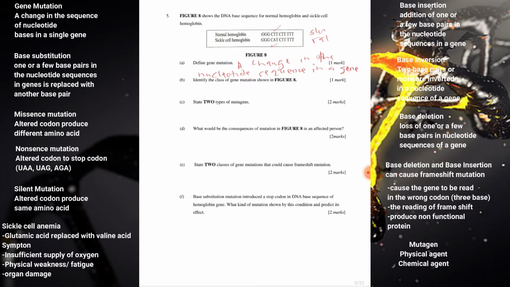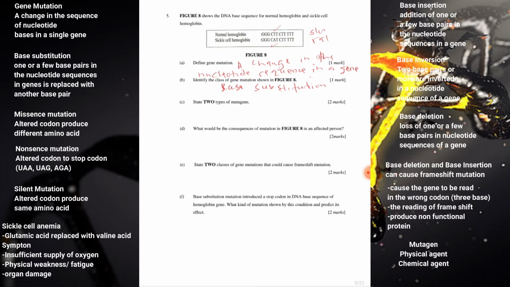Okay, identify the class of gene mutation shown in figure 8. So, figure 8 is sickle cell anemia. Thymine is replaced by adenine, and glutamic acid is replaced by valine. So, this one is base substitution.